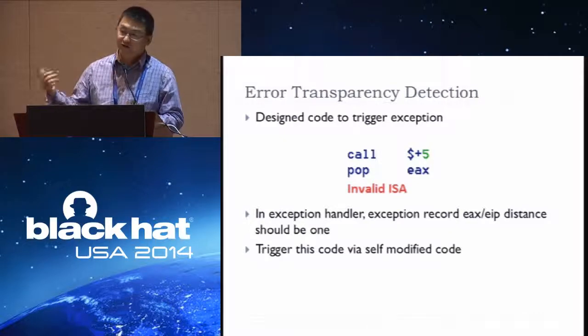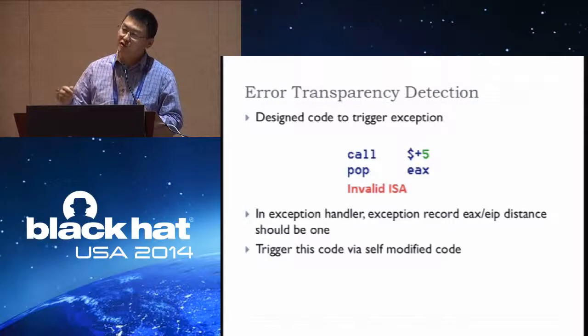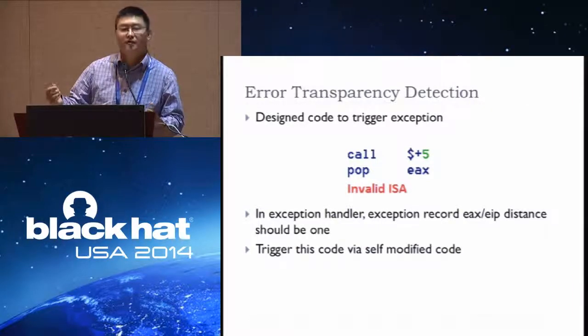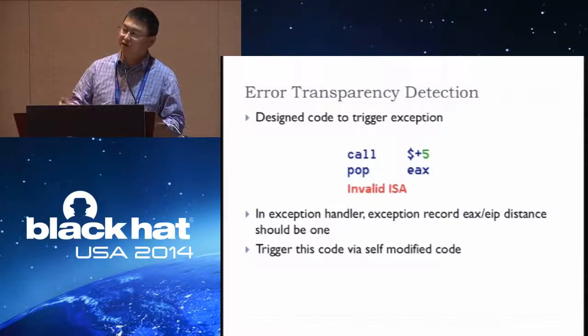Say this is very typical code to get the current EIP address. So call the next instruction, pop EAX. At that time, EAX keeps the current EIP address. So if you put an invalid instruction there, then you will see the exception happen. If you put that within a try-catch block, you will get the exception record, right? At that time, you will see the EAX and the EIP distance should be 1, because this is a special case designed by yourself. This one you can only trigger by self-modified code, because this is the bug from DynamoRIO in the self-modified code.